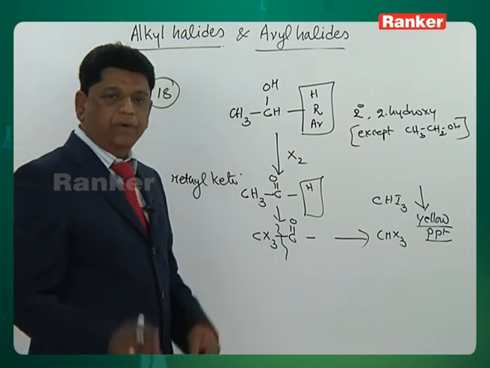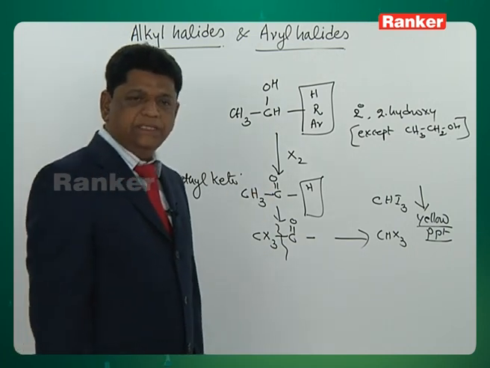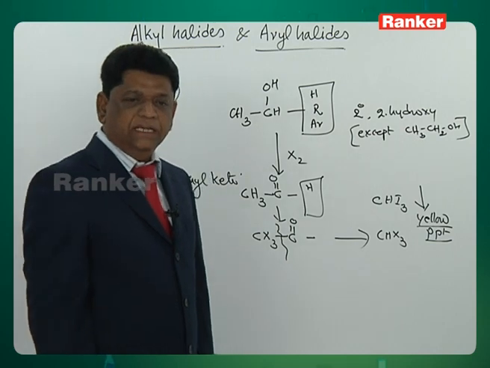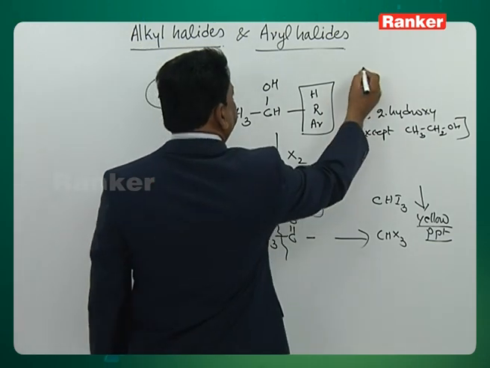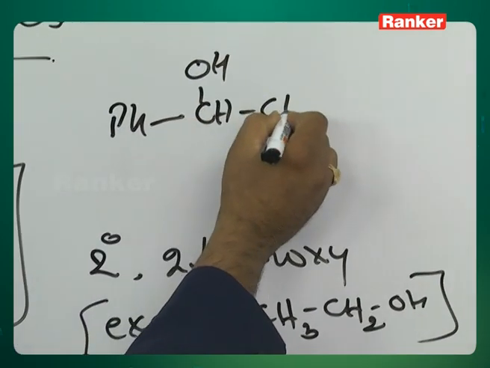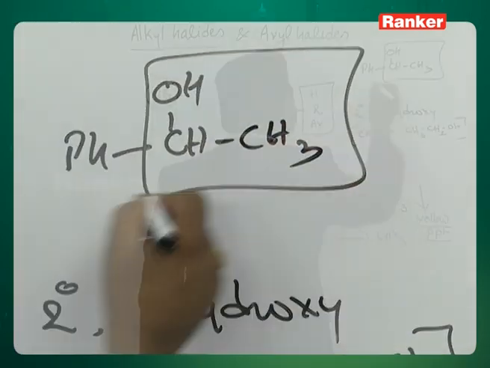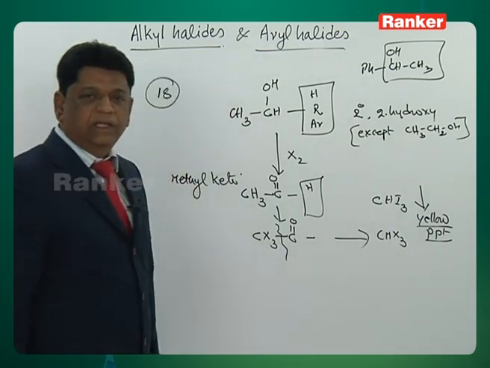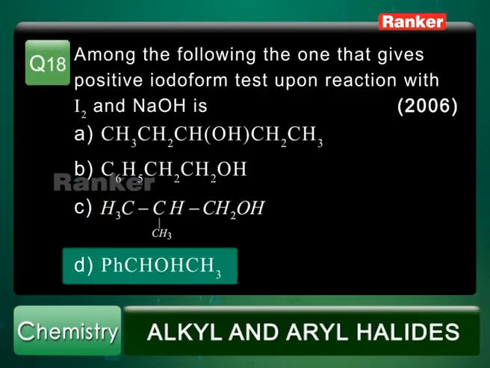So, identify the 2 degree hydroxy compound in the given options. The last one is a phenyl containing an OH and H and a CH3. Wherever this function is there, you can immediately say it gives the yellow precipitate. So, therefore, answer goes to D.